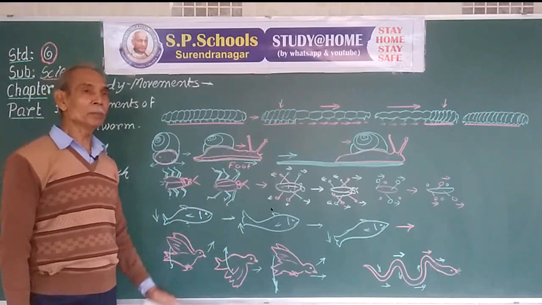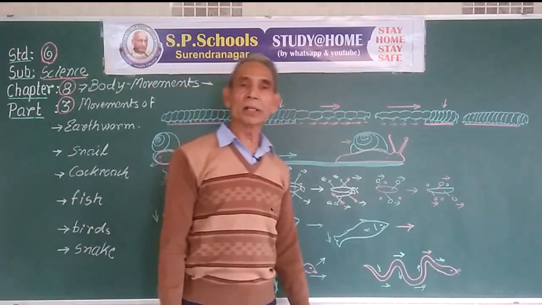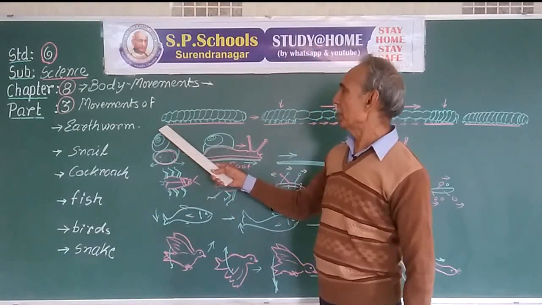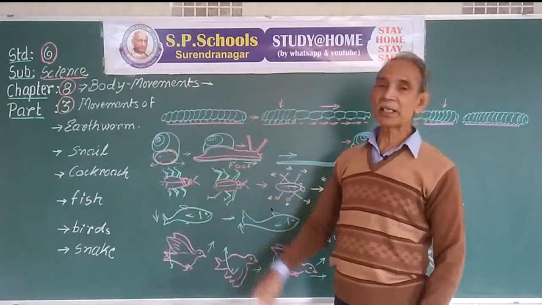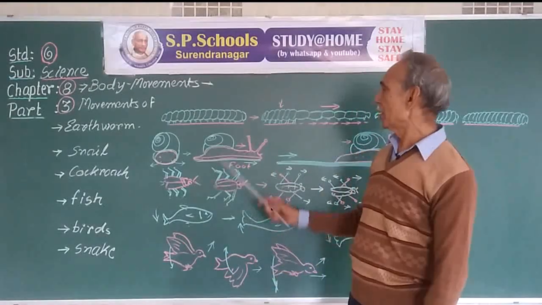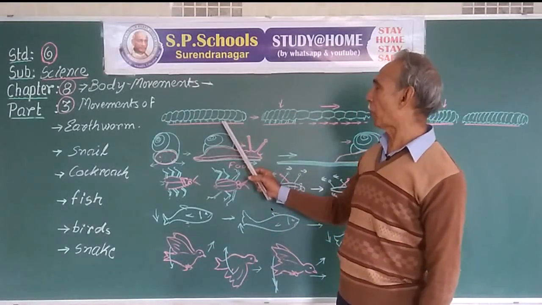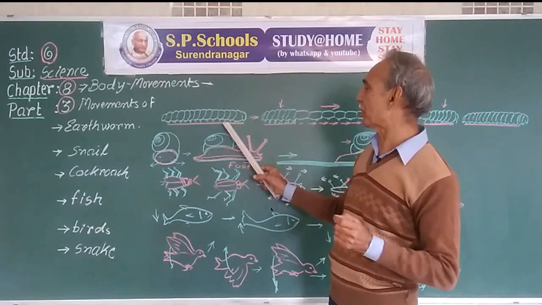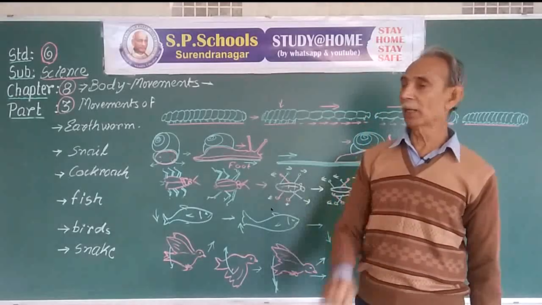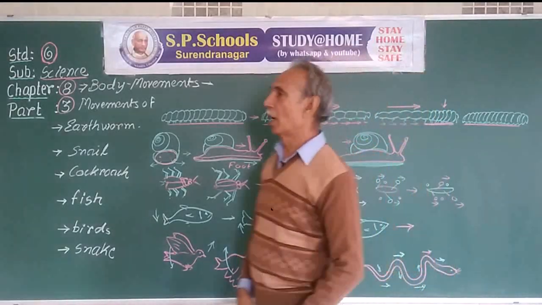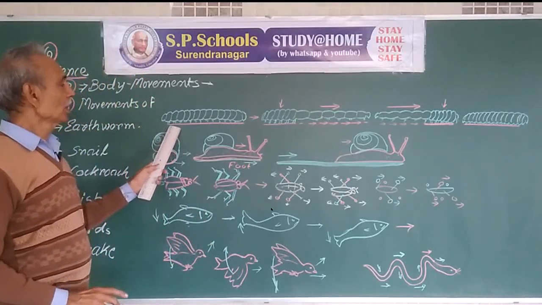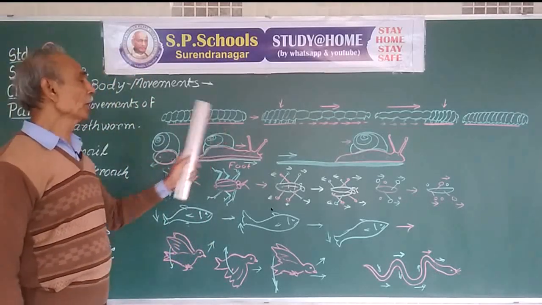An earthworm is an animal without bones. Its body is made up of many segments, ring-like structures joined together. Each ring-like structure is provided with this little finger-like structure called setae for movement. It is very small. Earthworm slides on the ground.